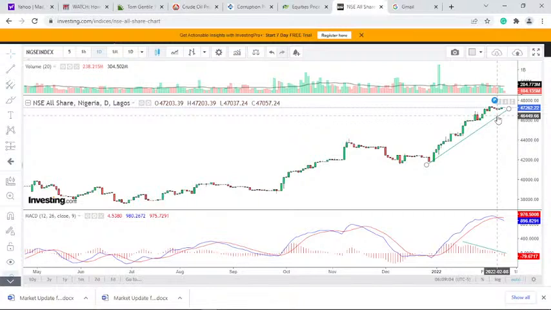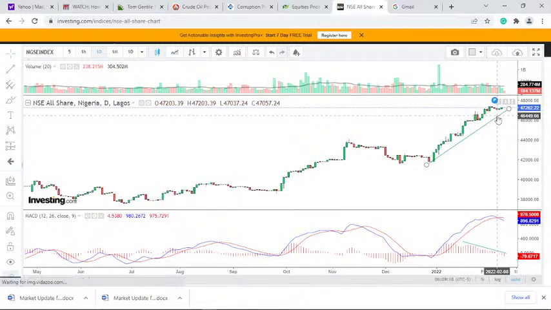Any market that rallies to such a set level, you can see that it can correct. And already we are seeing it on the indicators. We are seeing that the MACD is already on the downside, while the index action is still up. It tells you that there's divergence already in the market.